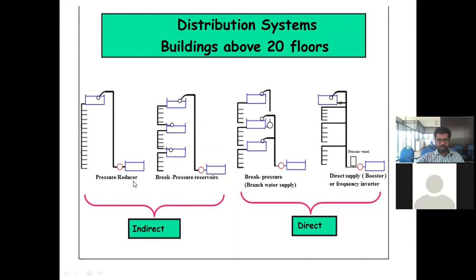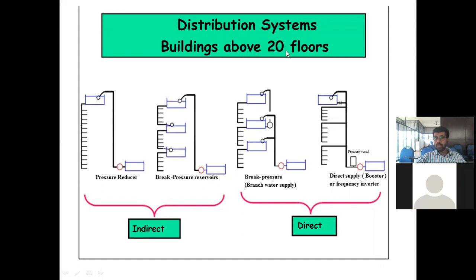Here, in the indirect system, there are two different types, like pressure reducer valves. I will explain what that is. So this is the underground tank. With the help of a pump, it is pumped to the overhead tank.